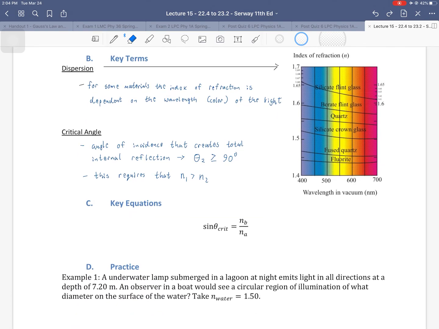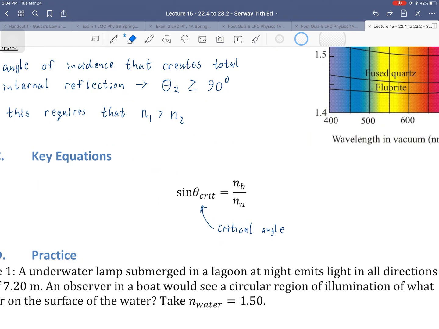So let's take a look at that equation. This formula presents the critical angle, and the idea is that sine of the critical angle is equal to nB over nA. nB would be the index of refraction of the material that the light is being transmitted into, and nA is the material in which the light is incident. So that's the light going from material A into material B.